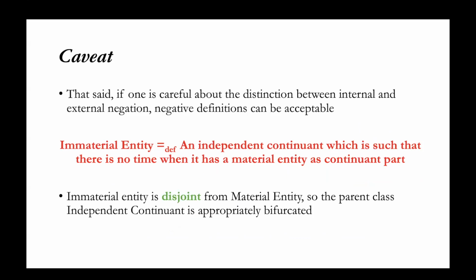Huh? It's disjoint from material entity then. You know what a material entity is. And you know it's an independent continuant, right? Then you know they're both independent continuants. So you're talking about internal negation. It's disjoint from this other sibling class. And so you get some stopping point. These things are one or the other.